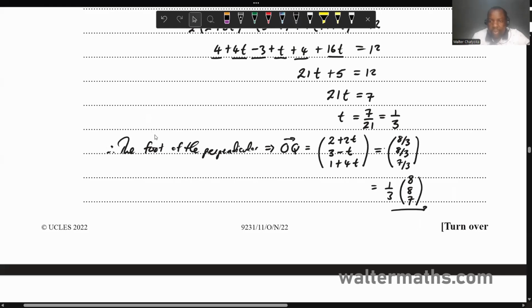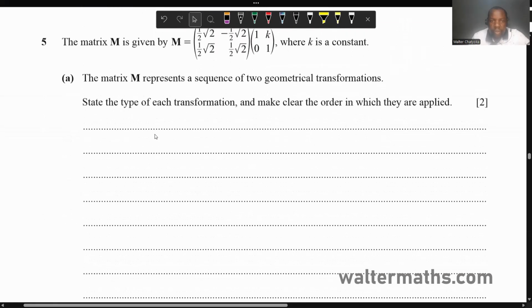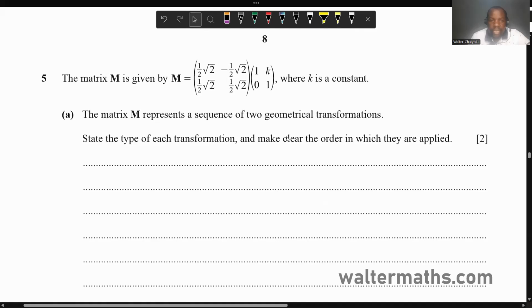Let's move on to the next question. Now we're on question number 5. It says the matrix M is given by M is equal to half root 2, minus half root 2, half root 2, half root 2, times 1, k, 0, 1, where k is a constant. So on part A, the matrix M represents a sequence of two geometrical transformations. State the type of each transformation and make clear the order in which they are applied.